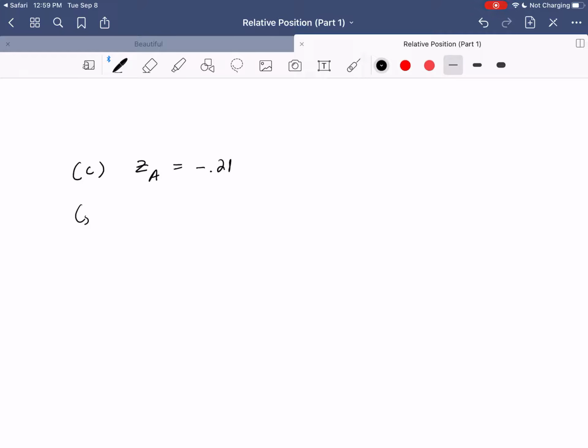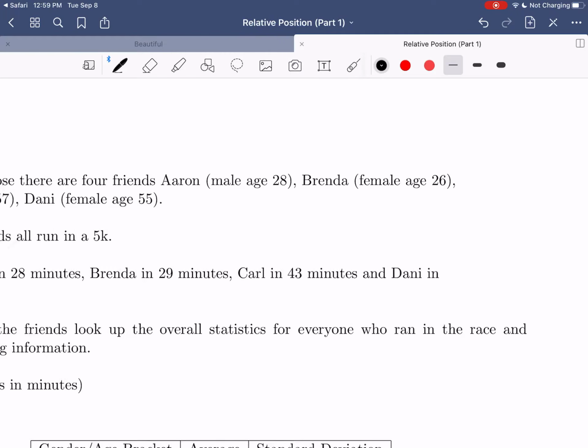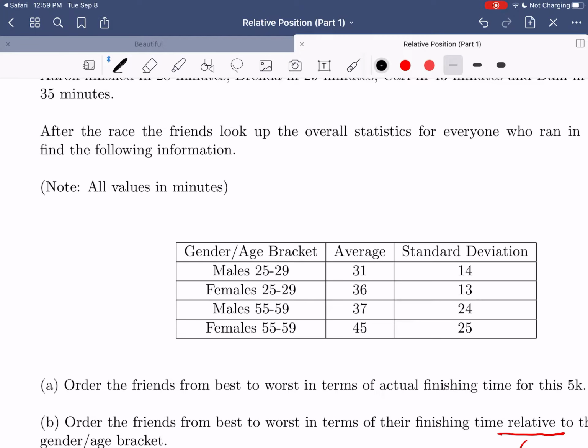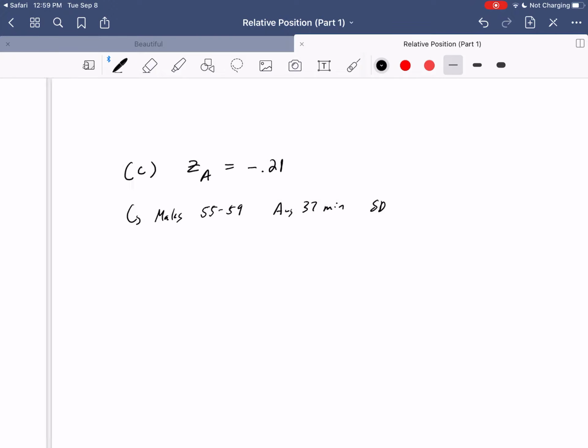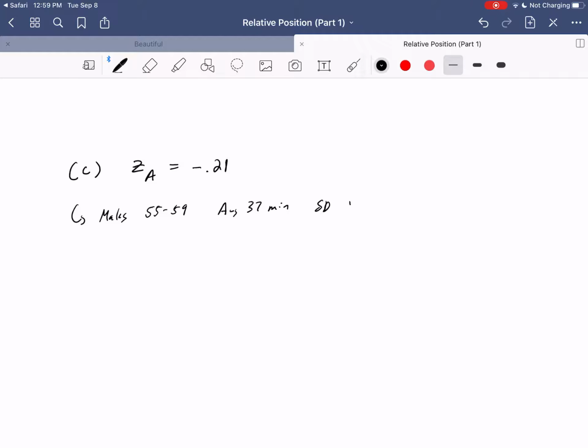So remember, for males 55 to 59, we saw that their average was 37 minutes, and their standard deviation, we saw, was 24 minutes. So let's make a prediction of how Aaron will perform once he's 50 to 59. So how do we do that?